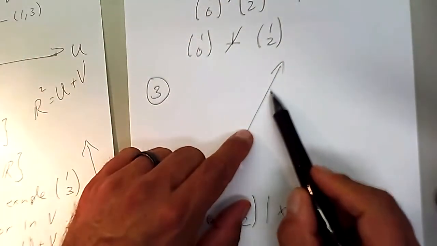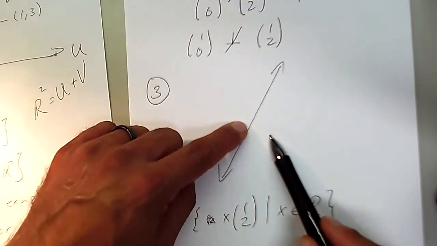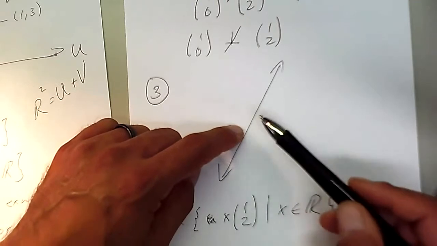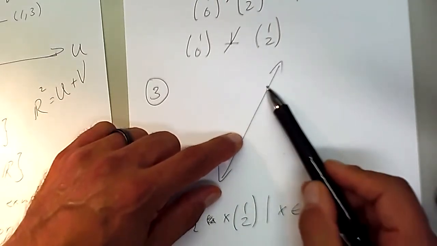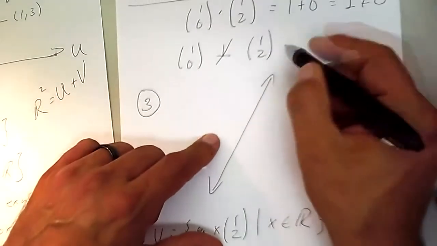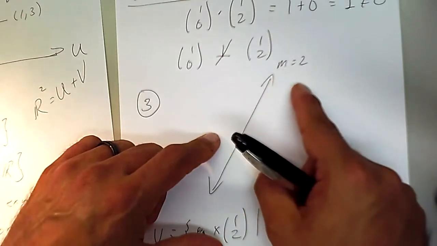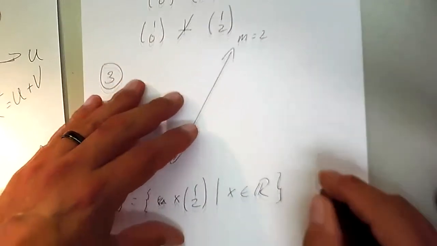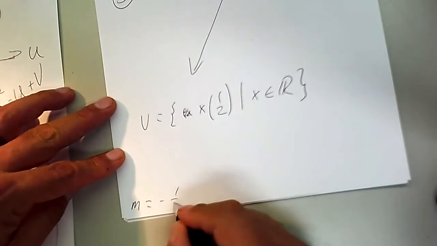So the slope here is 2, because if you go run 1 and rise of 2, the slope is 2. The slope corresponding to the perpendicular will have to be the opposite reciprocal. So what is the opposite reciprocal? Negative 1 over 2. So we want, let me write it over here, m equals negative 1 over 2.